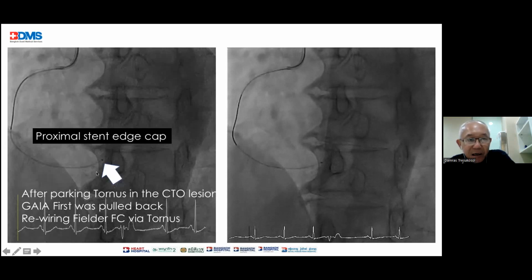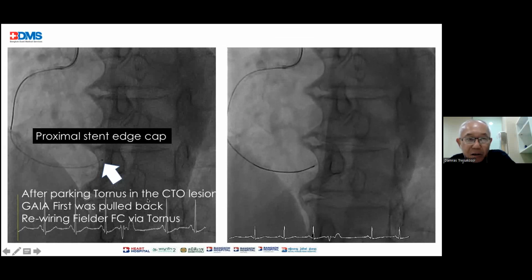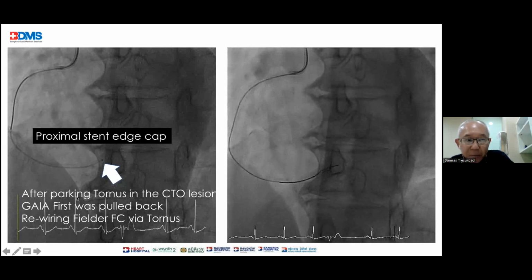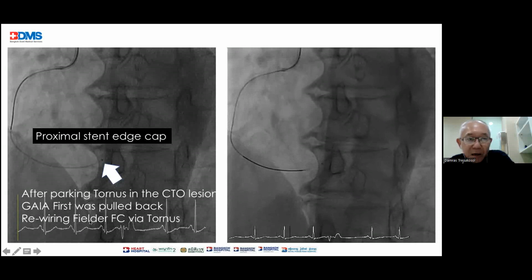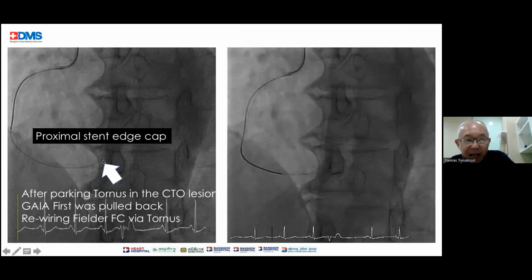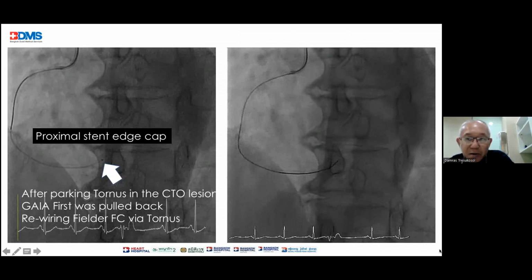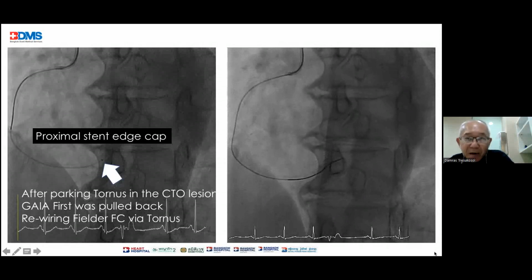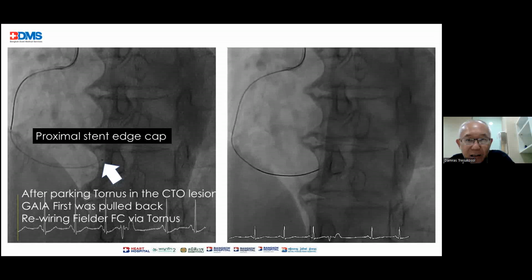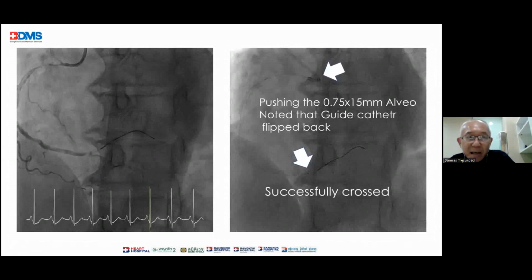The Gaia First was pulled back to make sure that when we try to push anything in advance, the distal wire may not perforate the distal vessel. And we rewired with the Fielder FC via the Tornus. That was quite a little bit of friction, a little bit resistant. So this is the Fielder FC via the Tornus. We wired through this solution, and we hoped that after we passed the Tornus partially across that functional CTO, we could do something better with the Alveo.